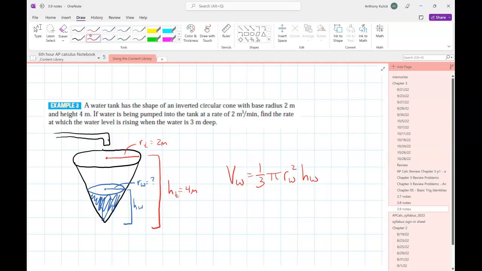If I differentiate this step, what do I need to do? Product rule. And if I differentiate this step, I'm going to get an RW and a dRW. Do I have information about that? Oh, I guess we didn't write down what else we have yet. Let's write down what we have, right? So we have RT and HT. I wrote those down. It says the water is being pumped into the tank at a rate of 2 cubic meters per minute. What is that?